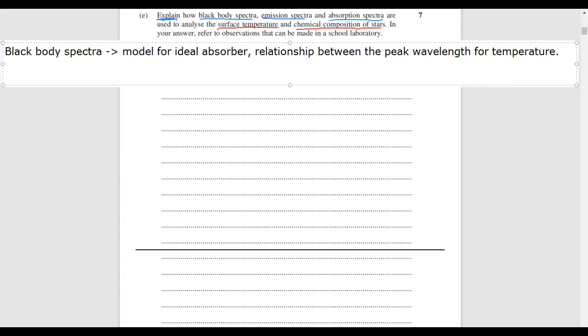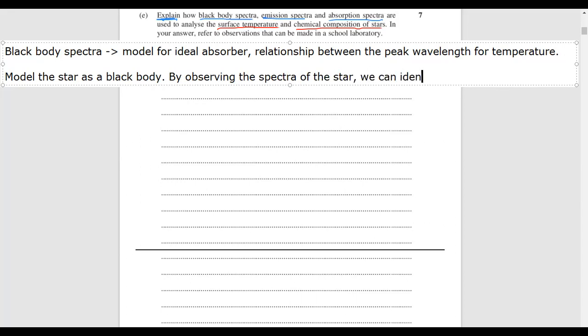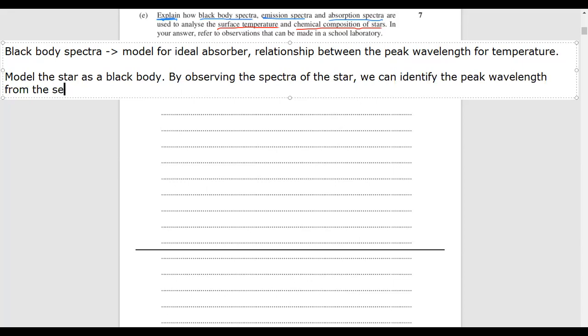How does that relate to what we're saying? Well, I guess we basically can model the star as a black body. And therefore, by observing the spectra of the star, we can identify the peak wavelength from the spectrum emitted by the star.